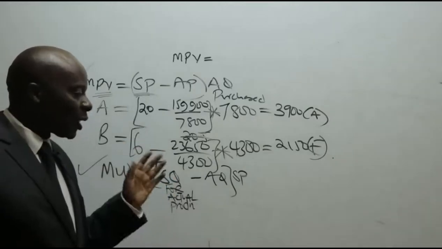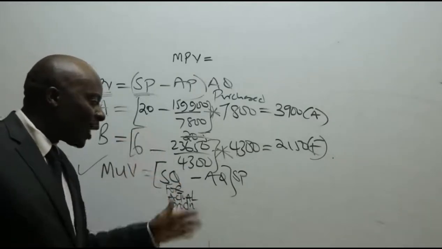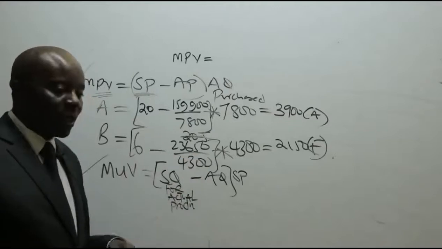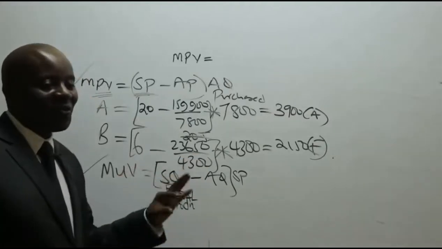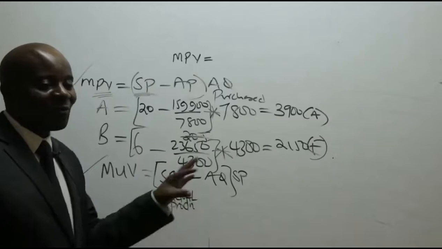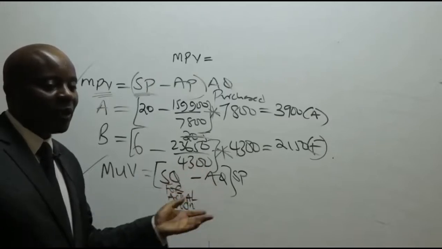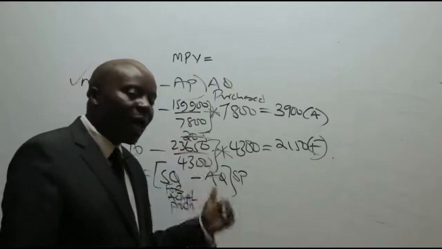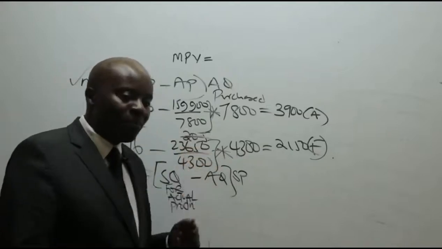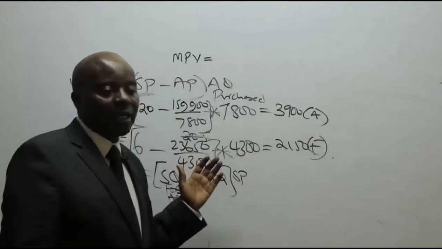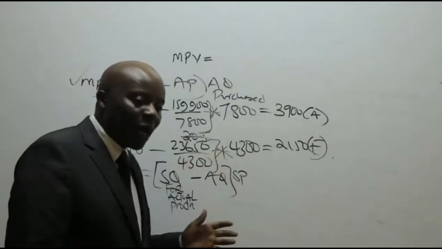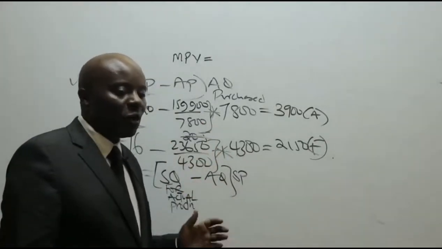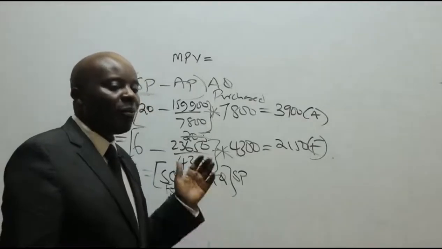And then we have SP. SP, never forget, this is not selling price. Raw materials can never have any relationship with selling price. Selling price can only come when we are computing sales variances. So, ladies and gentlemen, this SP stands for standard price per kilogram. That's how I like looking at it. It is standard price per kilogram.